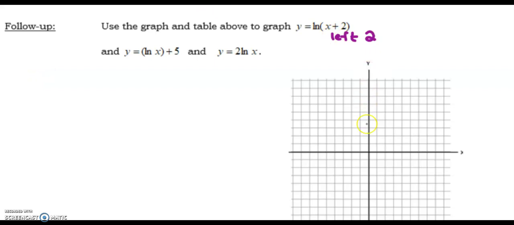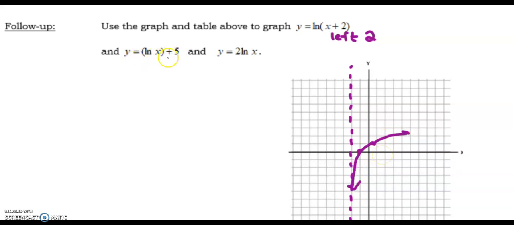So I had a vertical asymptote at 0. Now my vertical asymptote is going to be to the left 2. I was at the point (1, 0). I'm going to move to the left 2. I was at the point (e, 1). I'm going to move to the left, to (e - 2, 1). And I'm going to reconnect my natural log function.